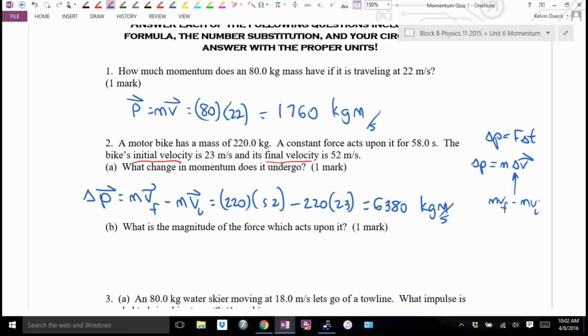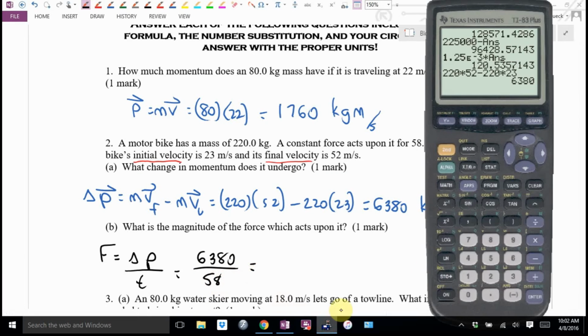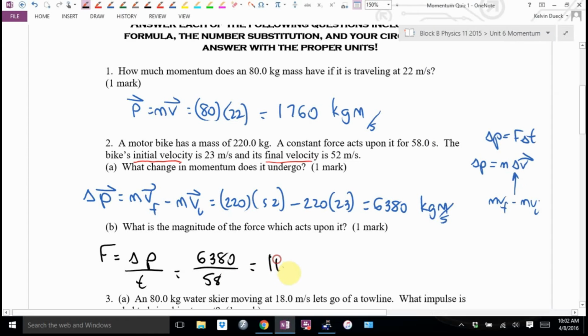B, what's the magnitude of the force? Isabella, what did I find in part A? It would be cool if there was an equation that had change in momentum and force in it. Oh, there is. So apparently I can find the force by going impulse divided by time, by going 6,380 divided by 58 seconds. Oh, works out evenly. 110 newtons, because it's a force.